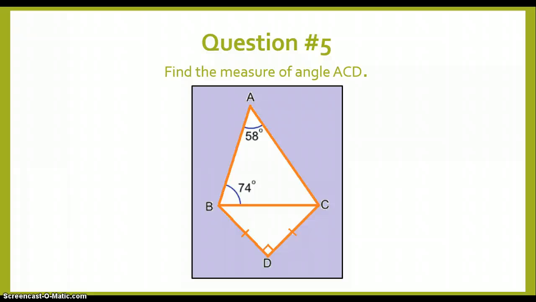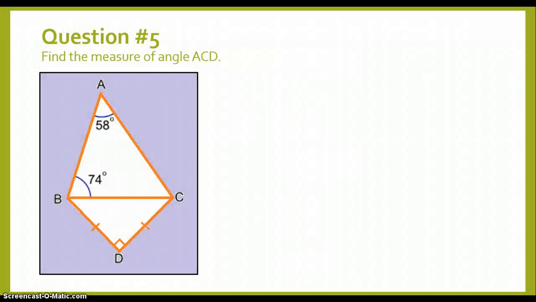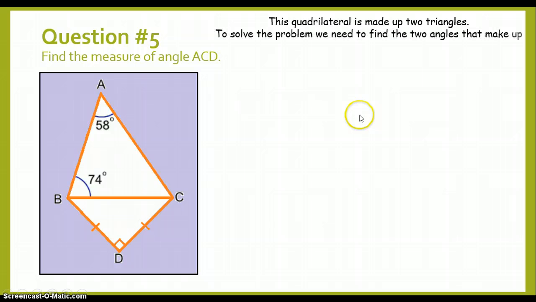Number 5 is the most complicated of all. But again, we work through it step by step using what we know, and it's not that bad in the end. So what we have here is a quadrilateral. A, B, D, and C are the points of the quadrilateral. But this quadrilateral is made up of two triangles.